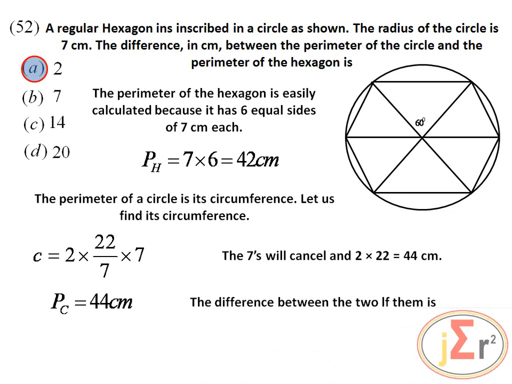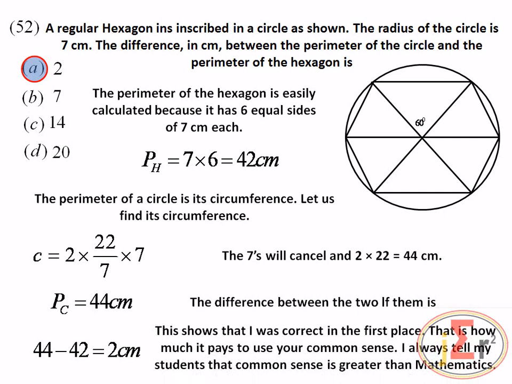The difference between the two of them is 44 minus 42, which is equal to 2 centimeters. So of course the difference between them, we subtract one from the other and we end up with 2 centimeters. And of course that is the choice that we had in the first place. This shows that I was correct in the first place. That is how much it pays to use your common sense. I always tell my students that common sense is greater than mathematics.